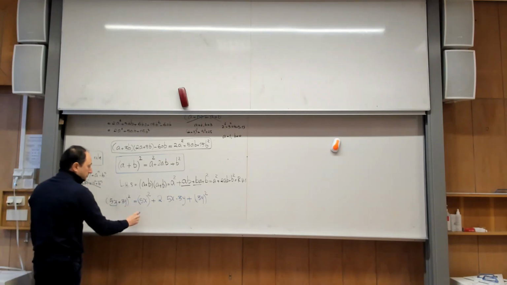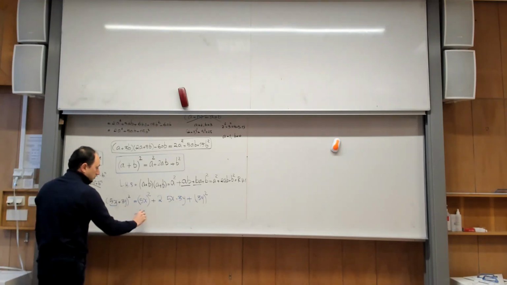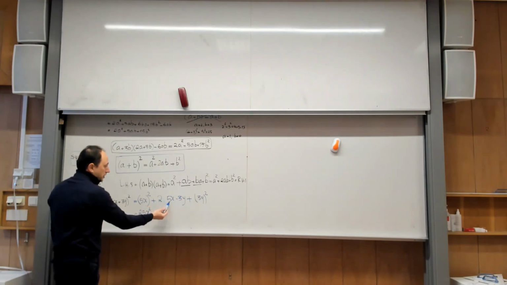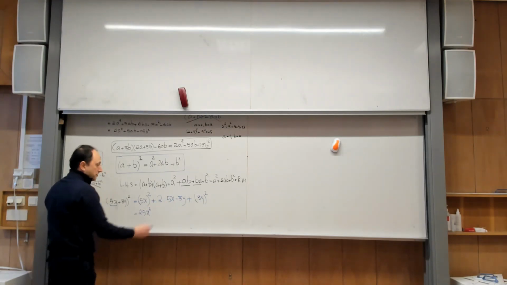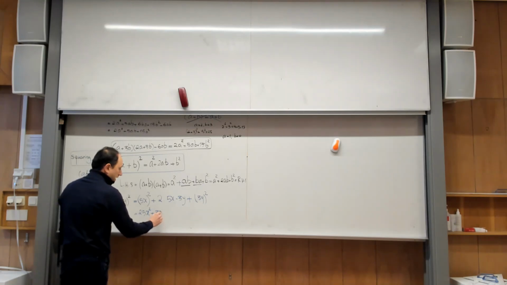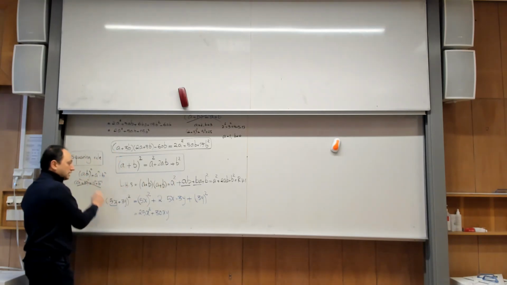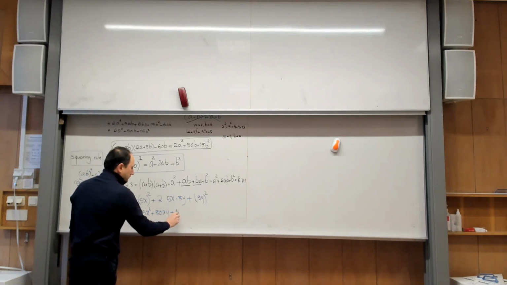So this becomes the first one squared, 25, multiplied by the second one squared, x squared. And then 2 times 5 times 3, it becomes 30. And then I have x times y. And then finally the same thing here, it becomes plus 9y squared.